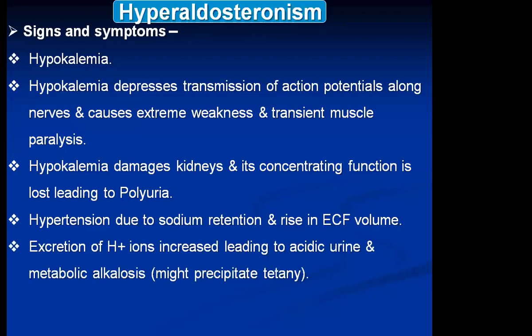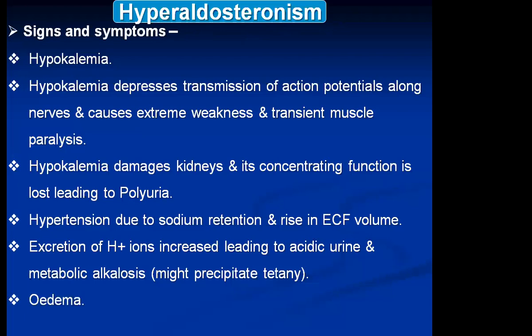Excretion of hydrogen ions is increased, leading to acidic urine and metabolic alkalosis. So we had also seen this condition that it will lead to metabolic alkalosis because of excretion of excess hydrogen ions. And this metabolic alkalosis might precipitate tetany. Now, what is tetany? We have already studied in the lecture on parathyroid how this metabolic alkalosis leads to tetany.